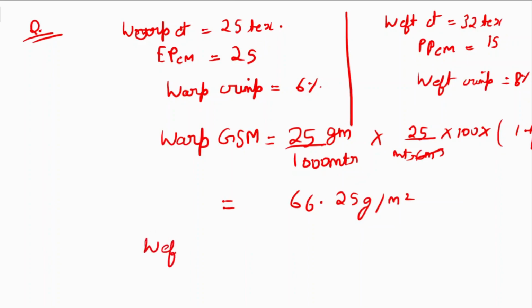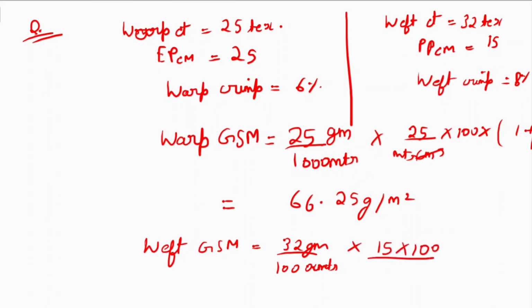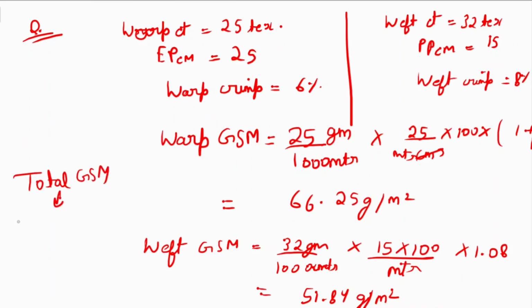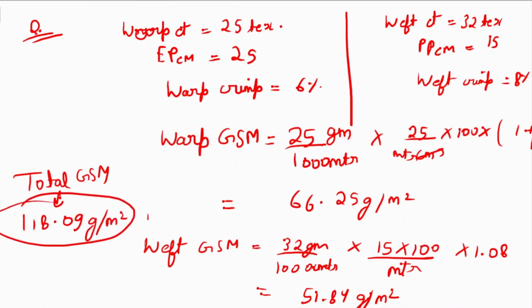Similarly for the weft, you have to calculate the GSM: 32 gram upon 1000 meter into 15 into 100 into 1.08 for the 8% crimp. It would come out to be 51.84 gram per meter square. Total GSM would be the addition of both, and it will come out to be 118.09 gram per meter square. So this is how we will deal with these types of questions.